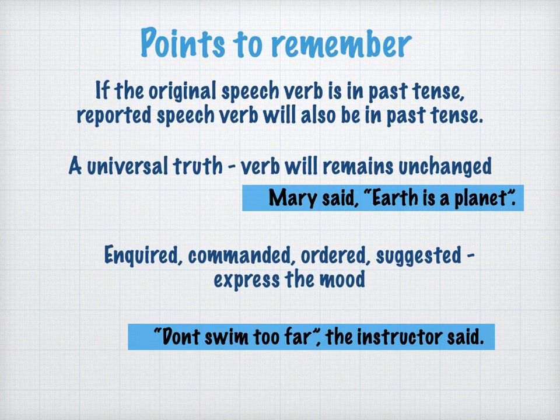Now, some of the main points to remember: if the original speech verb is in the past tense, the reported speech verb will also be in the past tense. Okay, so the original has to be kept in the same way. The next thing is a universal truth. If it is a universal truth, the verb will remain unchanged.